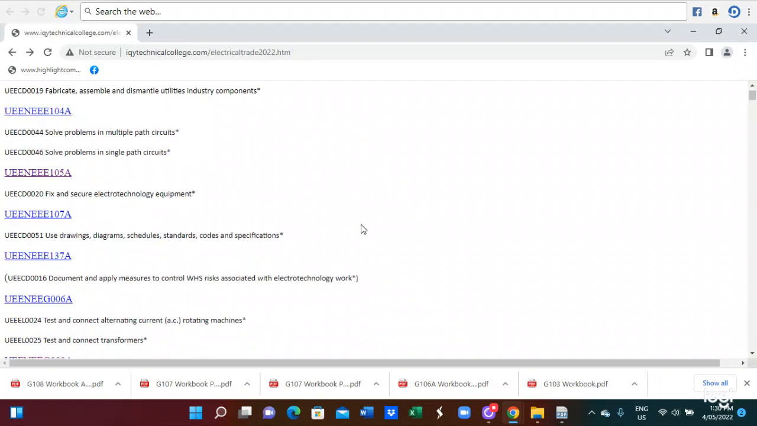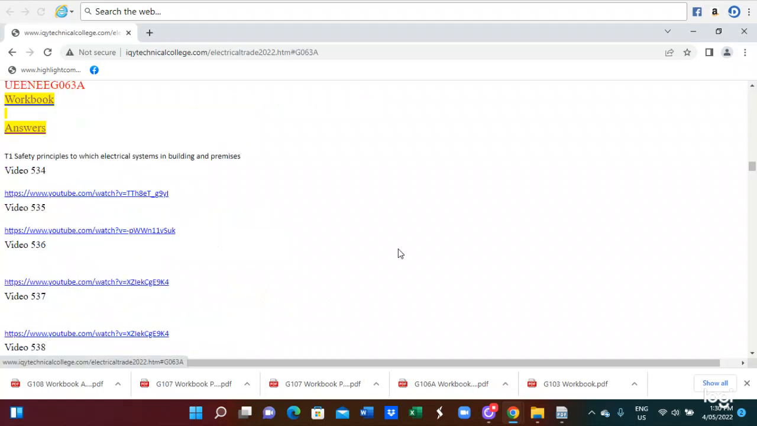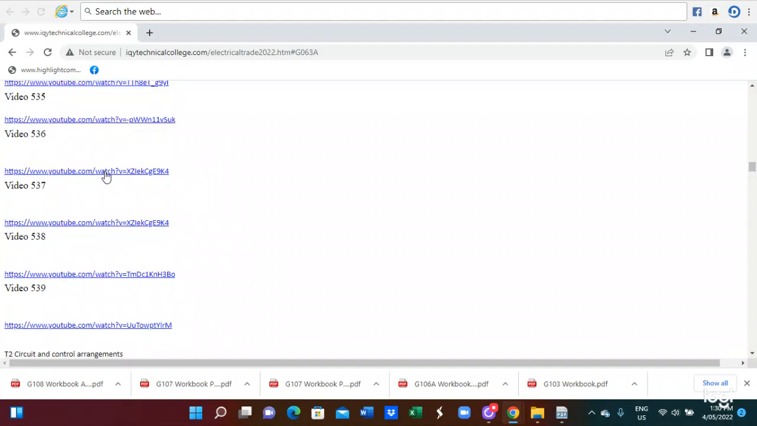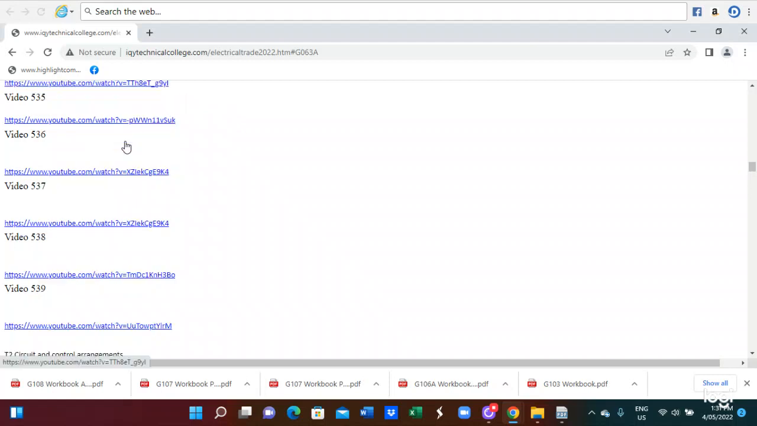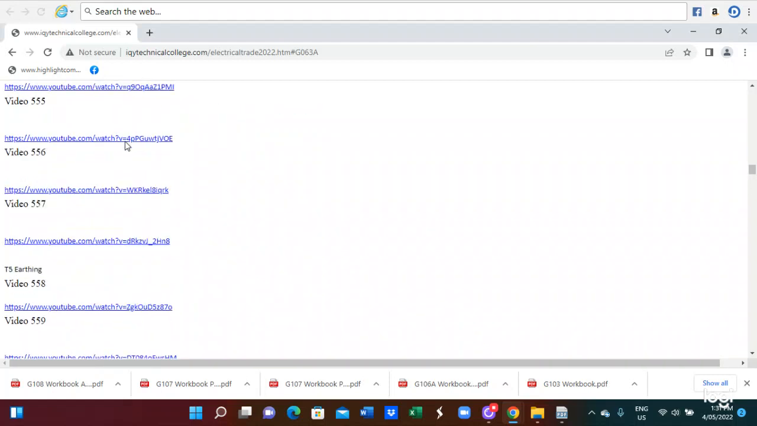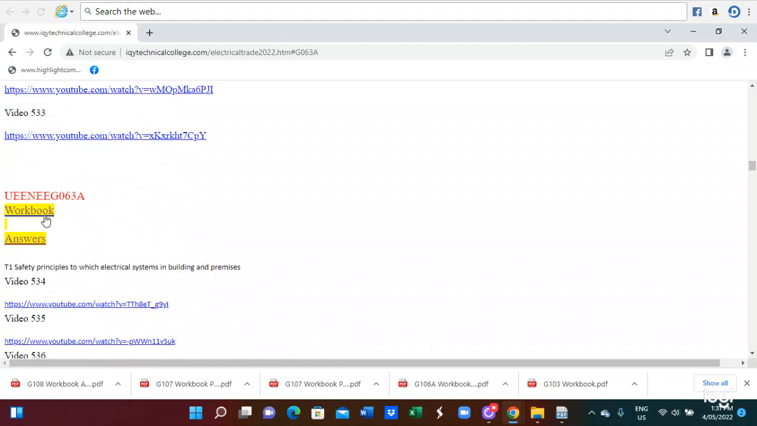Here we can do this unit, UEENEEG063A. By clicking G063A, you can see the workbook and the answer. This workbook is published by TAFE New South Wales, and I provide the answer. You can read the answer and workbook. In the meantime, you can see the videos on electrical installation building as well. Now I'm talking about the answer for UEENEEG063A. By clicking this answer, you can see the answer for the workbook.